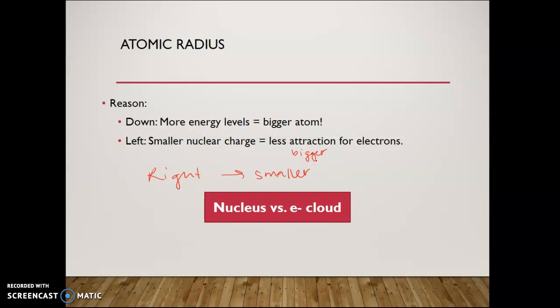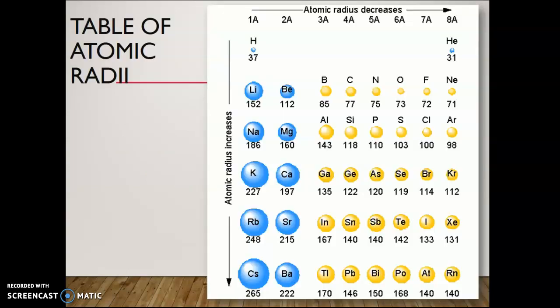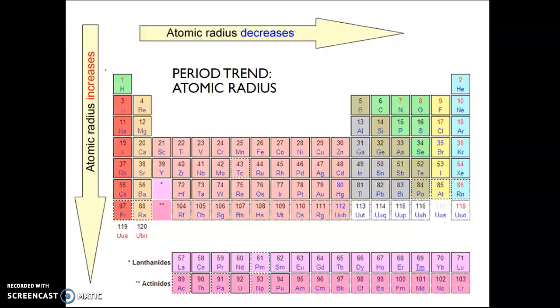Right, so now you're dealing with the nucleus versus your electron cloud. So here's a picture here, and like I said, even though lithium weighs less than neon, right, neon is going to be smaller because it has 8 electrons in that outer cloud, but 10 protons in the nucleus pulling in on that particular shell.